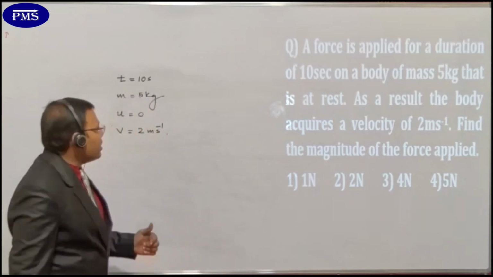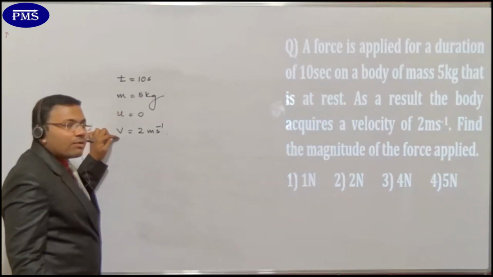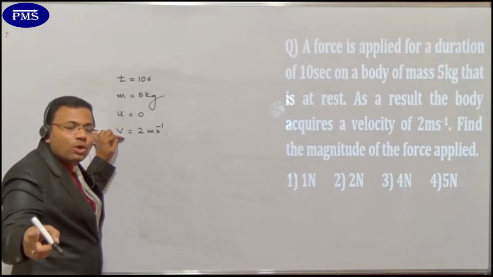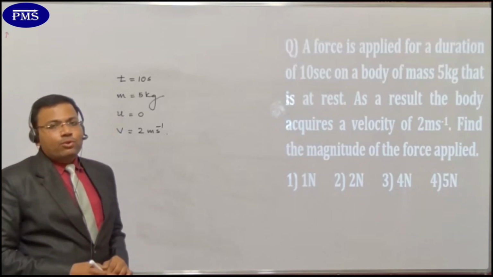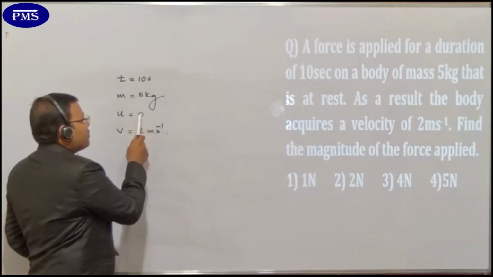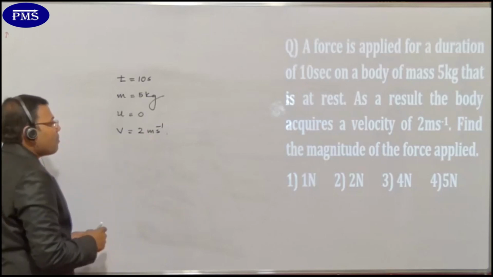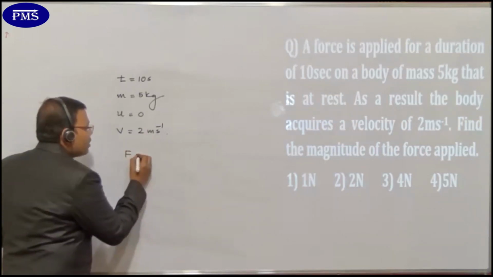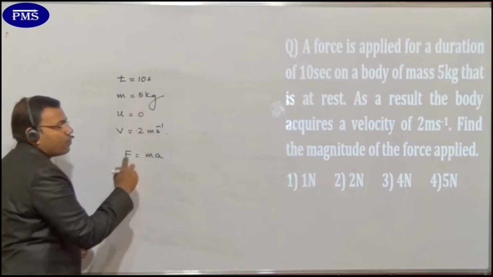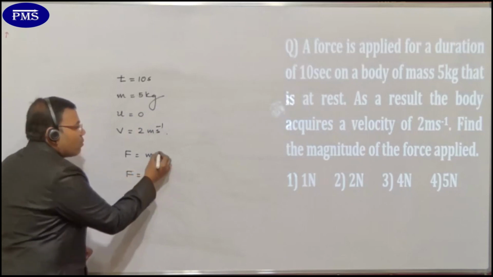Beta, look here, velocity is changing. The velocity has changed from 0 to 2. So which formula are we going to take? Mass is remaining constant. Here mass is not changing, velocity is changing. If mass is constant, the formula we are going to use is F is equal to ma. So therefore F is equal to ma.